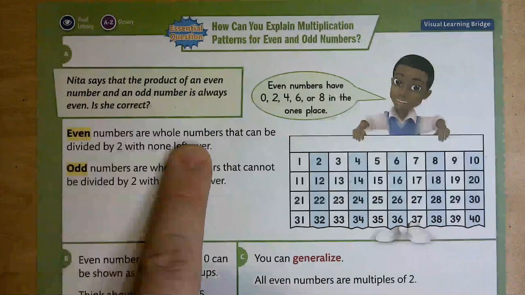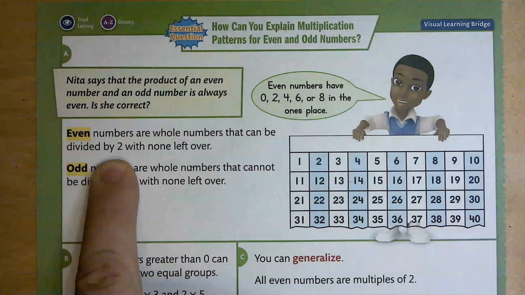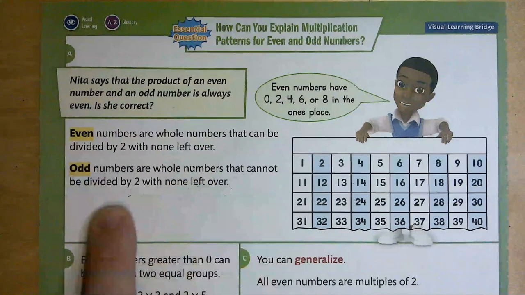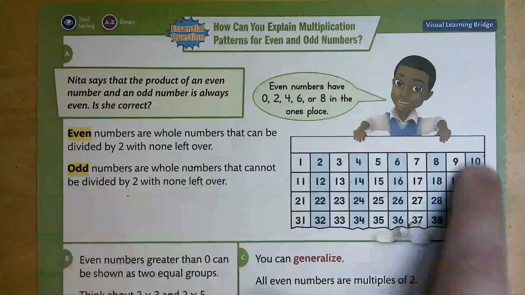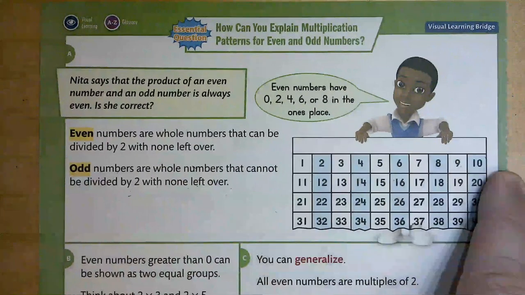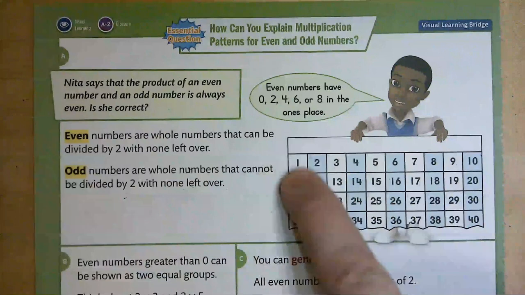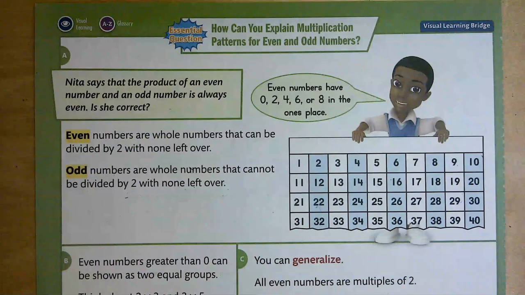Even numbers are whole numbers that can be divided by 2. Odd numbers are whole numbers that cannot be divided by 2. And they've got our hundreds chart here where they've already started coloring it. So they used blue, and then the ones that don't have any color in them are the odd. The blue ones are our evens, right?